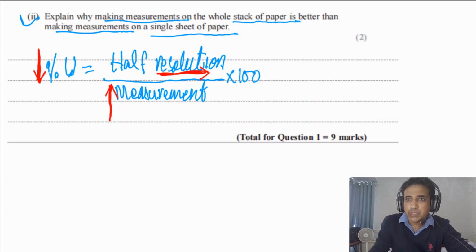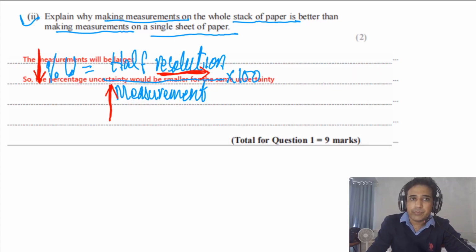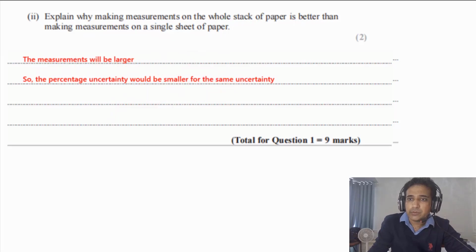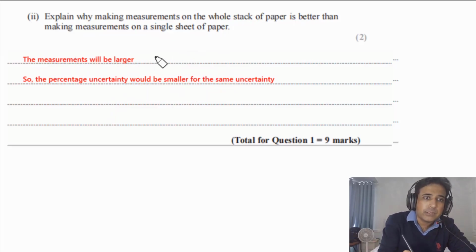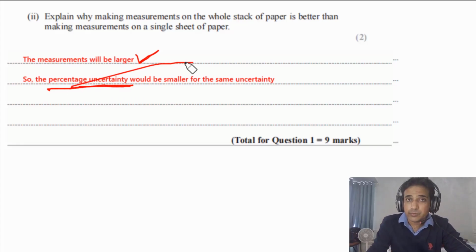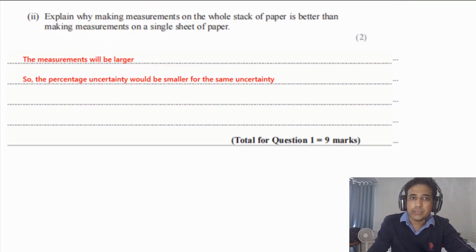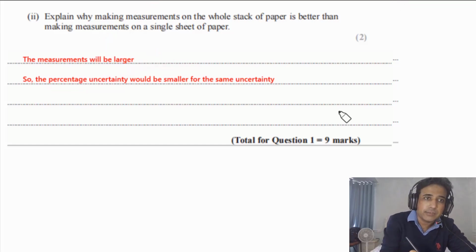Now let me show you how you can write down your answer. This question has 2 marks, so you can mention 2 points in your answer. First, you can say the measurements will be larger if we have a stack of papers, and it will reduce the percentage uncertainty. If you write these 2 points, you will get 2 marks. This is how we need to answer. I hope this makes sense. This is a very important point.